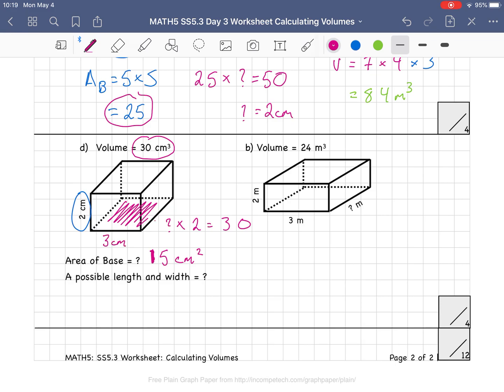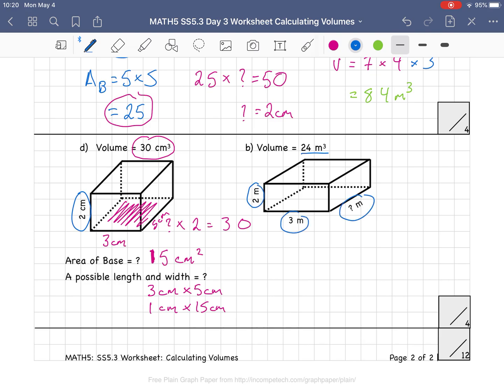Now we can figure out some possible lengths and widths. So this could be 3 centimeters by 5 centimeters. 3 times 5 is 15. 15 times 2 gives us 30. We could also do 1 centimeter by 15 centimeters, because 1 times 15 is 15, and 15 times 2 is 30.